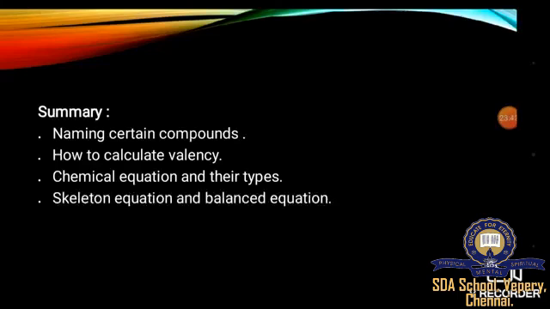Then at last we have seen about skeleton equation and balanced equation. Skeleton equation means it is an unbalanced equation, that is, the number of atoms present on the reactant side will not be equal to the number of atoms present on the product side. For a balanced equation, the number of atoms present on the reactant side will be equal to the number of atoms present on the product side. These are the topics that we covered in today's class.